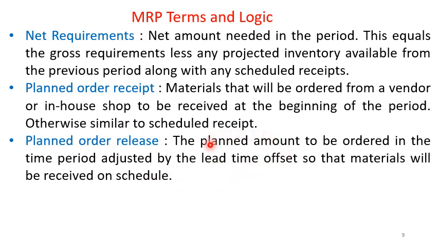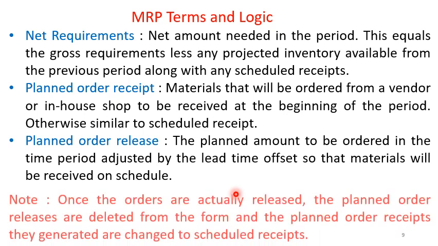You have to take into account the lead time. We have mentioned lead time is what? Lead time is the time required or the time taken from the point of order to the point of delivery. So the moment you order something, from that point onwards to the receipt of the material, that is the lead time. And the offset is the buffer that you create. We already discussed this in the previous slide. So planned order release is always the quantity to be ordered in the time period adjusted by the lead time offset, so that the materials will be received on schedule.